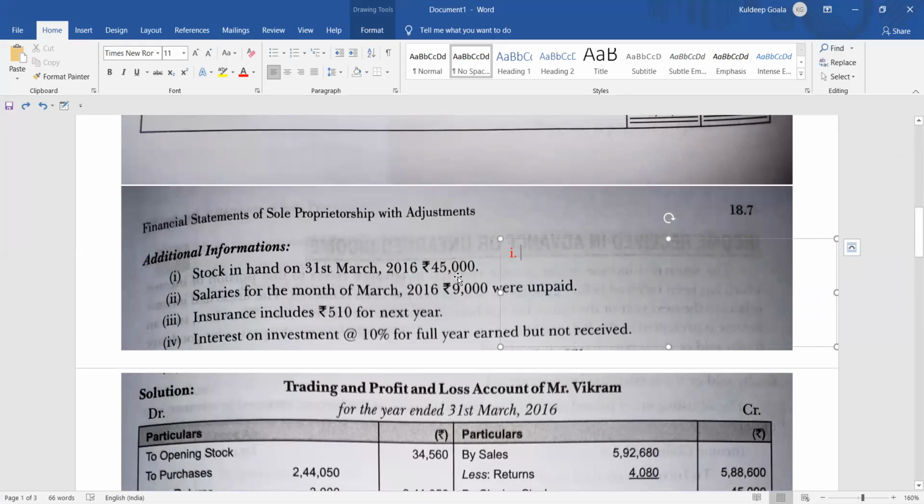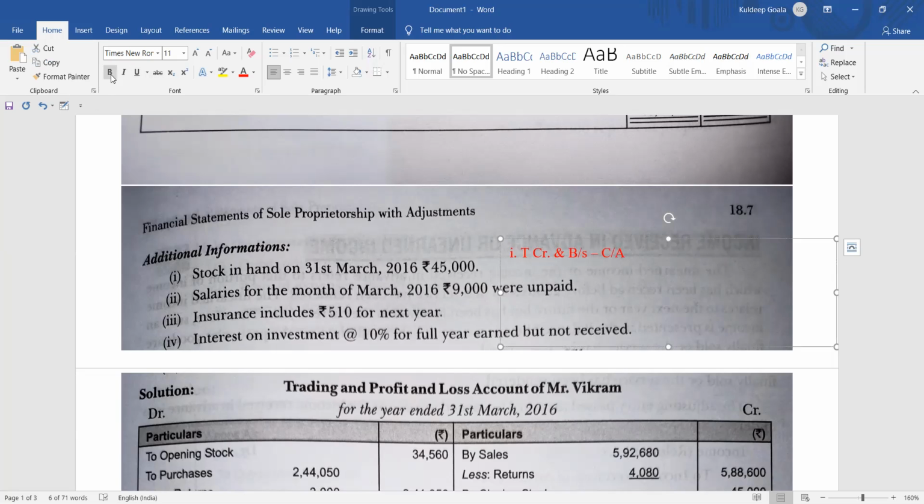Now we all know what the treatment of closing stock is because we have learned that treatment in the previous chapter also. So what is that? First thing is that it will come in the trading account credit side, isn't it? And again, there will be a second treatment. The second treatment will be balance sheet, that is current asset. Balance sheet, current asset side it will come.